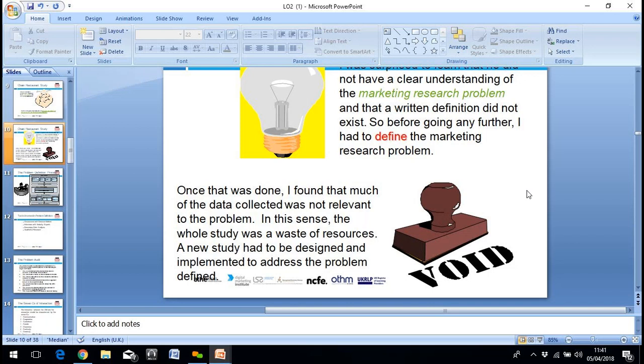You've got to work the right way around. So you've got to define the problem first and say what you're trying to achieve. It's then that you start to collect or do reading on the subject. So you've got to provide a data review of the reading to determine what's been said before about it and what you can then add to it. The whole study that he'd already done in this case was a waste of time and of resources, because a new study then had to be designed to address the problem that he'd now defined.